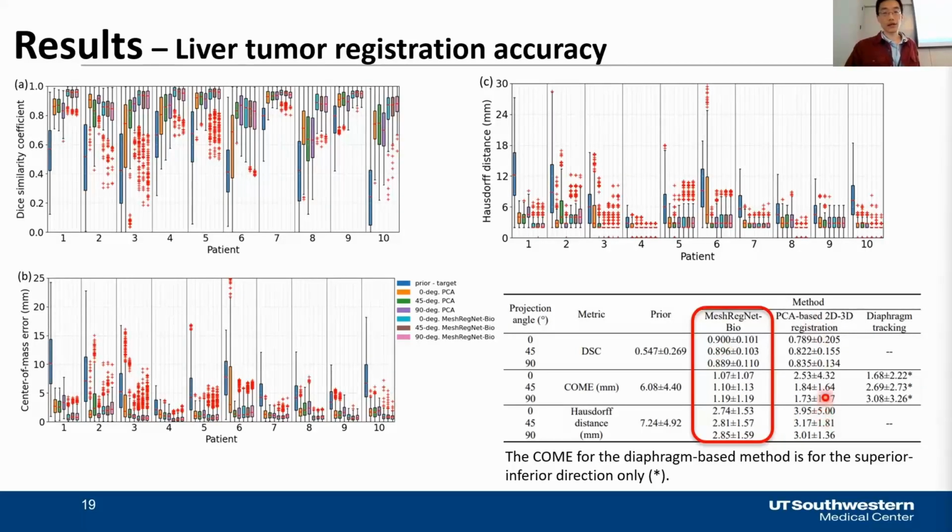You can see the performance of the other method is worse than ours, especially for the diaphragm tracking. You can see the performance depends on the projection angle. We have a worse performance for the 90-degree because the 90-degree projection is in the lateral direction. The diaphragm is more difficult to delineate from the 90-degree projection. That causes the worst performance for the diaphragm tracking technique.